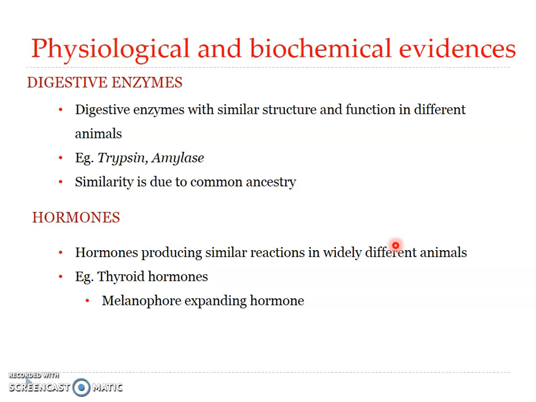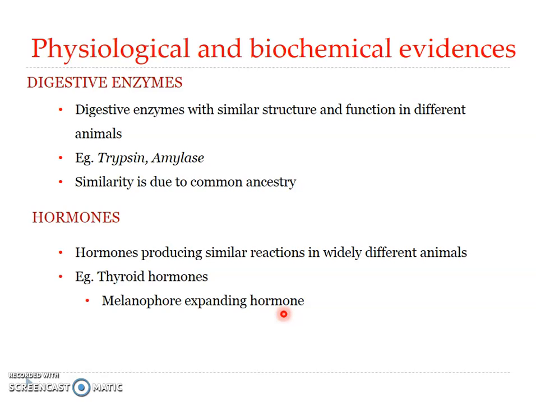So here we can see that the thyroid hormone from the sheep or the cattle can bring about the same effect as that of the thyroid hormone in a tadpole. Similarly, there is yet another example of a hormone giving rise to similar reactions in diverse groups of organisms, and that is the melanophore expanding hormone. The melanophore expanding hormone of amphibians causes pigment cells of the skin to expand, thus darkening the color of the animals. It has no effect in mammals.